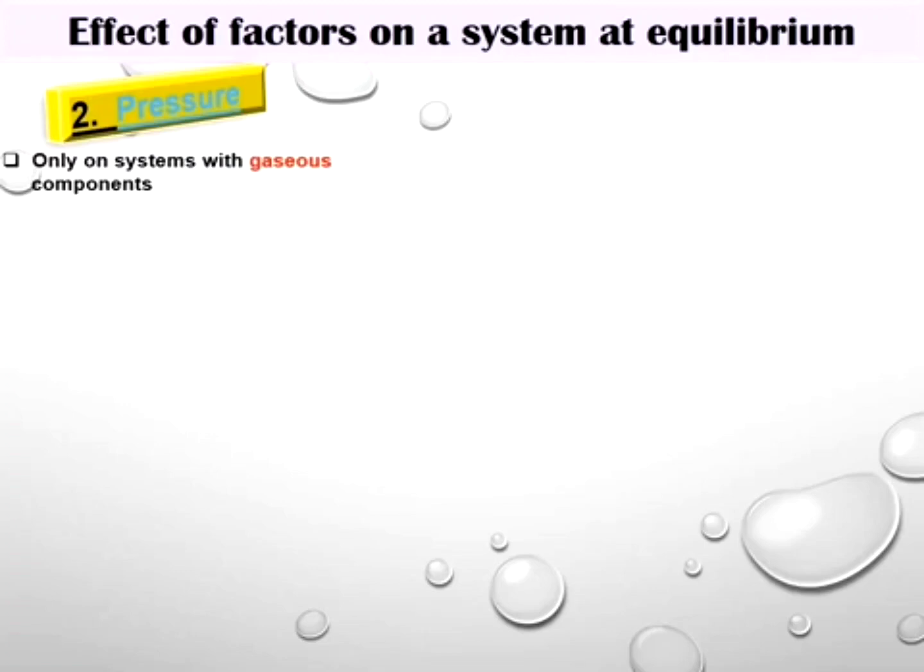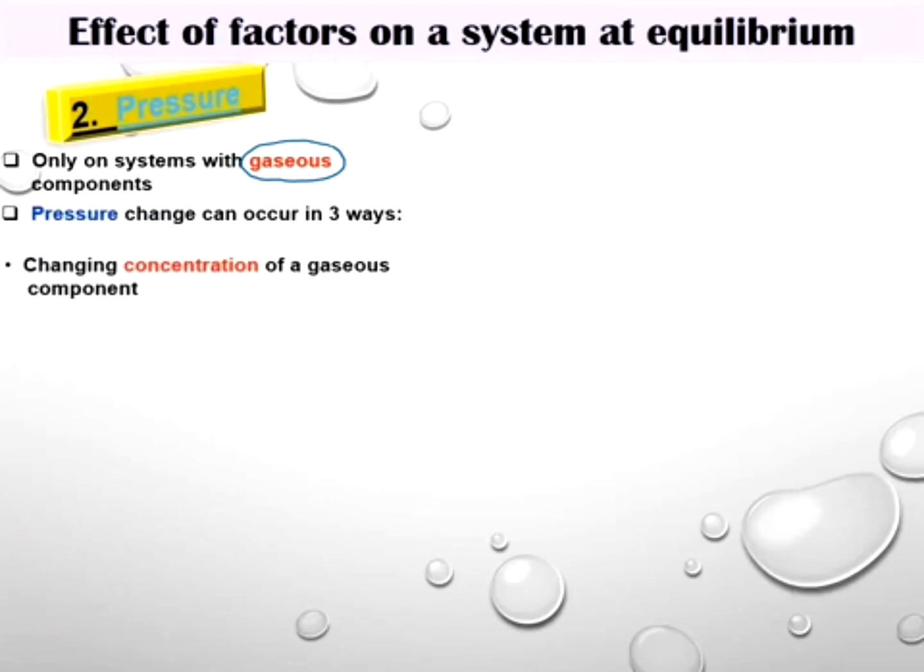Alright, so only the system with gaseous component involved in change of pressure. Okay, so take note here. So if you have liquid, if you have solid, it will not disturb by the pressure changing. Okay, and then pressure change can occur in 3 ways. Okay, the first one, changing in concentration of gaseous component. Okay, so we are going to look at the example after this.